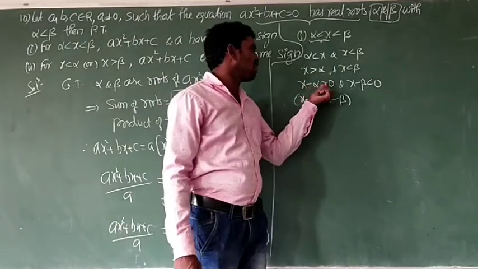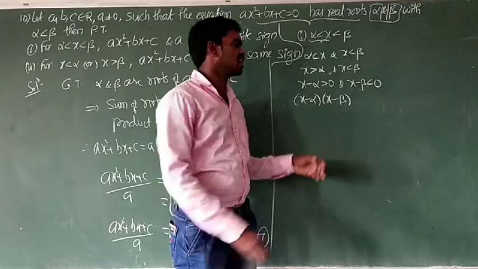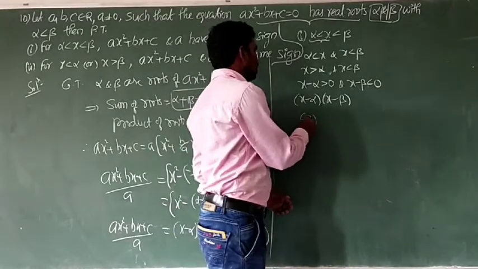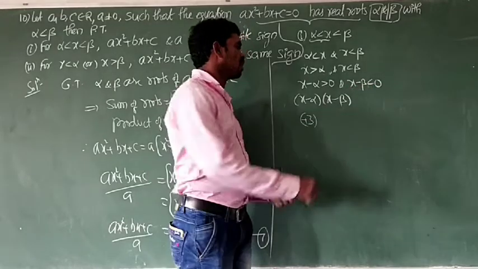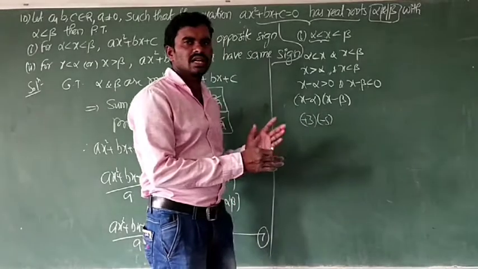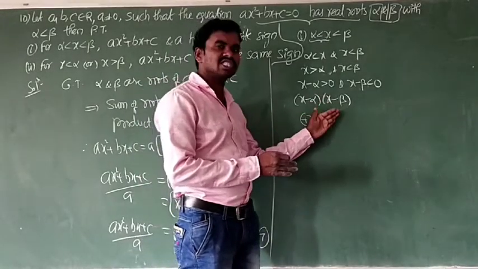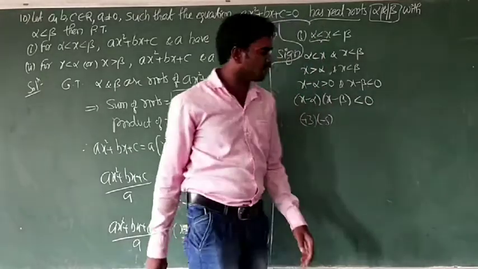x minus alpha value is greater than 0, suppose 2 or 3 or 5 or 6, let us take some positive number 3. And x minus beta is less than 0, means negative number. Take any negative number. So plus into minus becomes minus. Whatever minus value is less than 0. So it becomes less than 0. Is it clear?